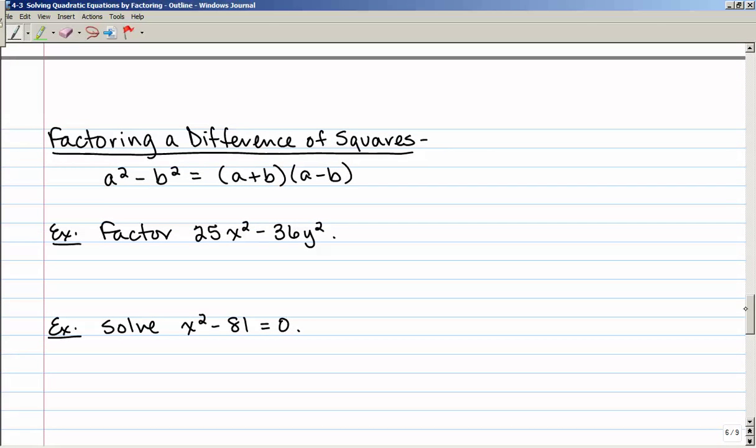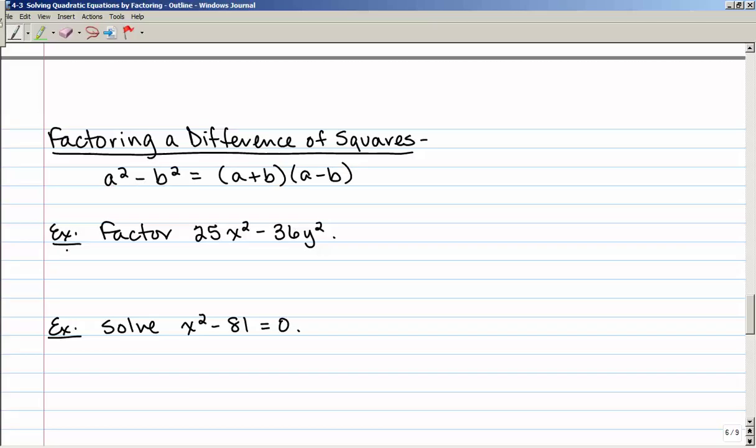Our next factoring method is when we have to factor a difference of squares. This is actually one of my favorites. So if you put a squared minus b squared, it breaks down into a plus b, a minus b. So basically you're going to be looking for a perfect square, first of all, a minus in the middle, and then another perfect square. And then you'll take the square root of what those things are and just pull it apart.